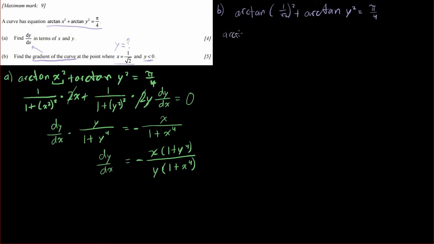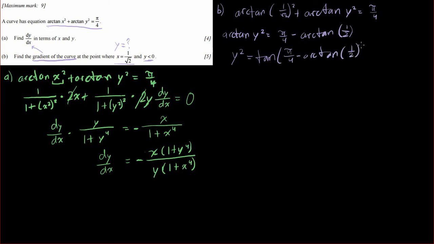So I'll be left with arctan of y squared is equal to pi over 4 minus arctan of, and 1 over root 2 squared is just 1 over 2. And now I can take the tan of both sides to cancel this arctan here. So I'm going to go ahead and do that. So I'll have y squared equals tan of pi over 4 minus the arctan of 1 over 2.